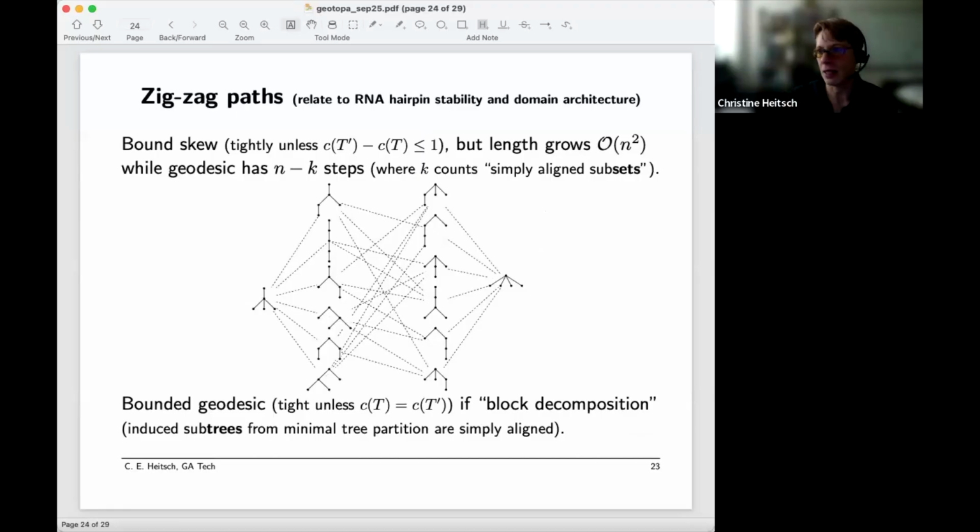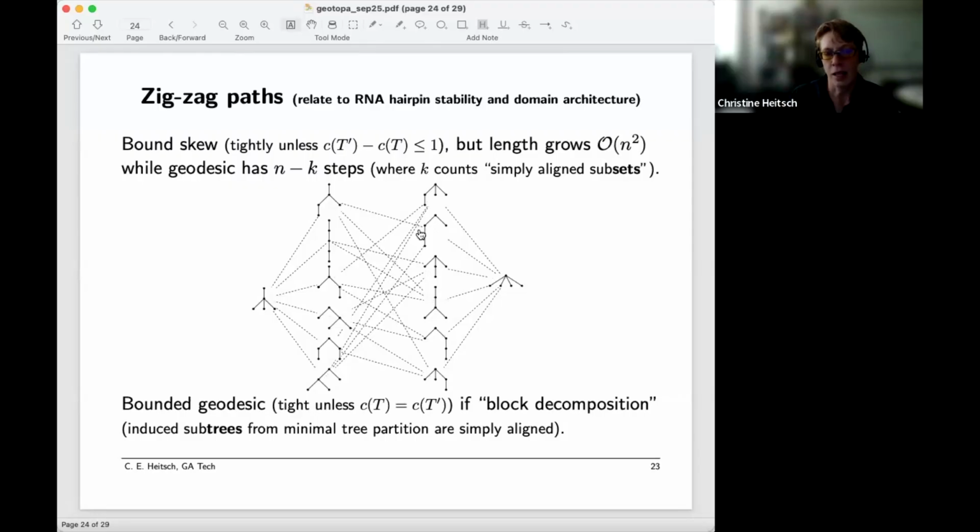And part of that is going to be thinking about these zigzag paths. These are ones that are at most one away from optimal. The idea is I'm allowed to literally go back and forth between trees. This one and that one are not directly connected, but maybe I go back and then I go forward and then I go like this. And so I can bound the branching skew tightly. I can zigzag back and forth and get between the two, but the length of that path grows quadratically.